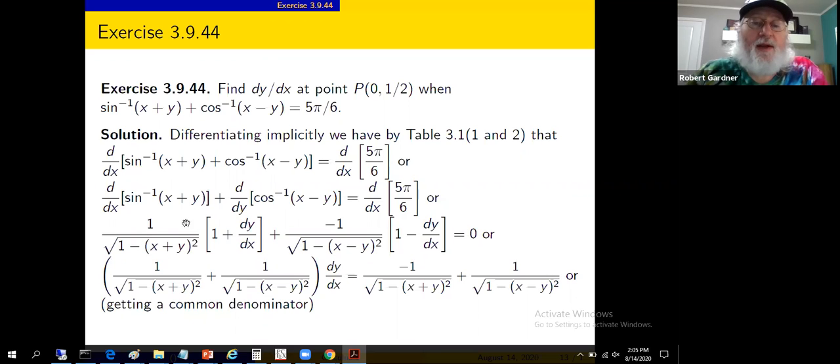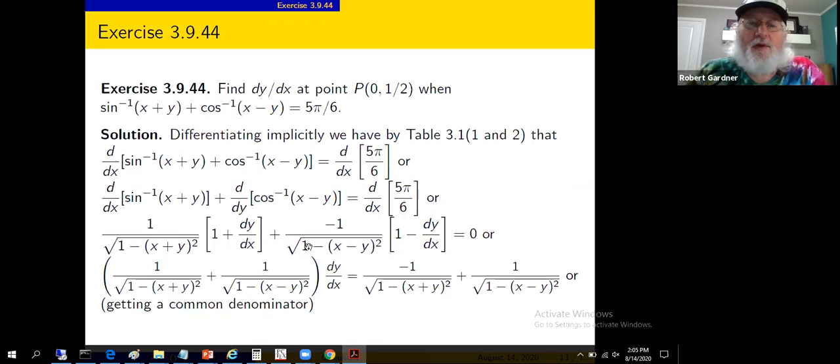Ooh, should have a little arrow there. I'm using the chain rule. Chain rule adds to this 1 plus dy dx, the derivative of the stuff inside. Derivative of x is 1. Derivative of y with respect to x is dy dx. Don't forget the dy dx. That's what you're looking for.